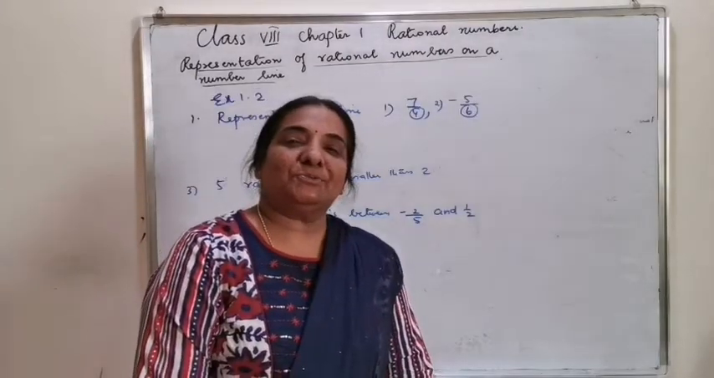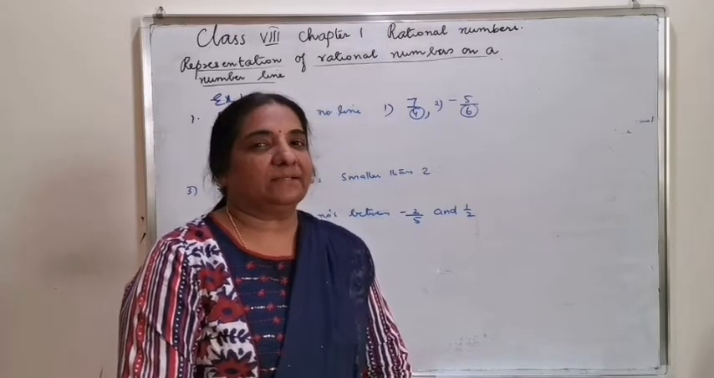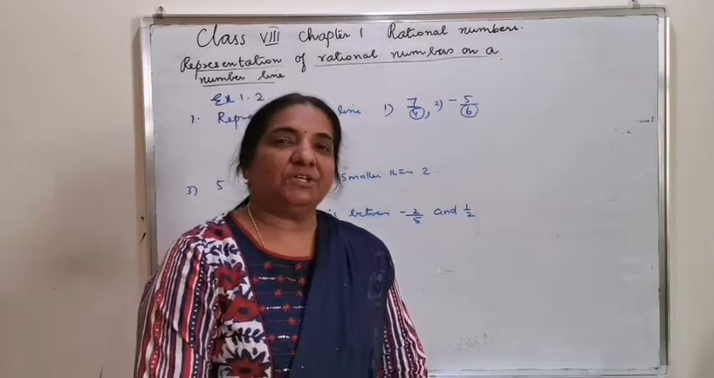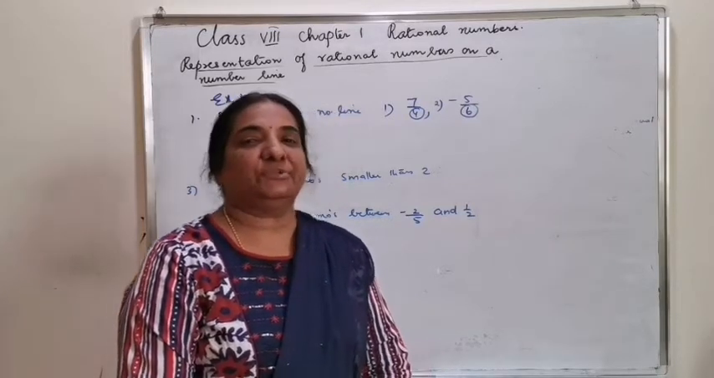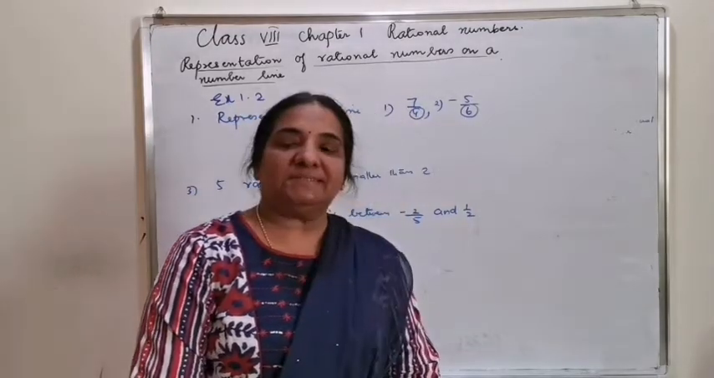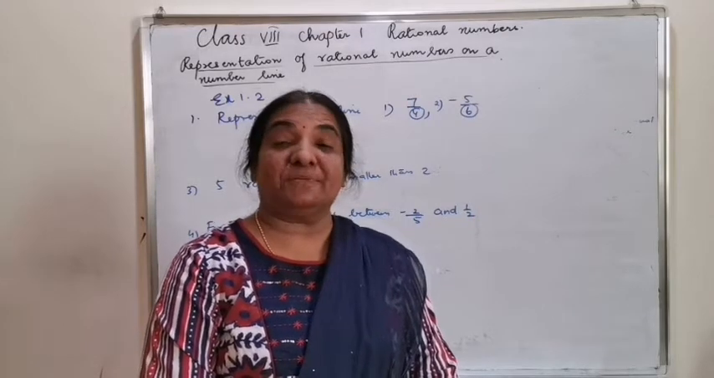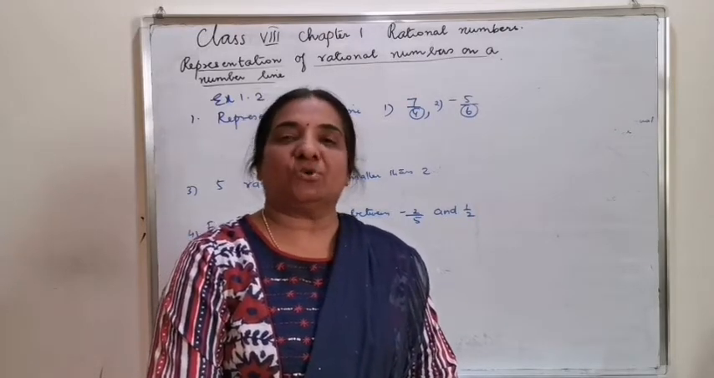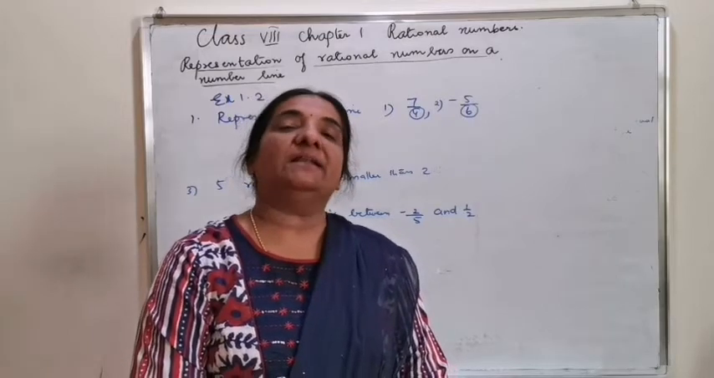Exercise 1.2. All questions are of the pattern that I have done, the explanation. So I prefer all of you to do the sums and then only refer to the video. And from question number 2 onwards, there cannot be a fixed answer because there are so many rational numbers between two rational numbers, so all your answers may differ. Only the method I will explain.